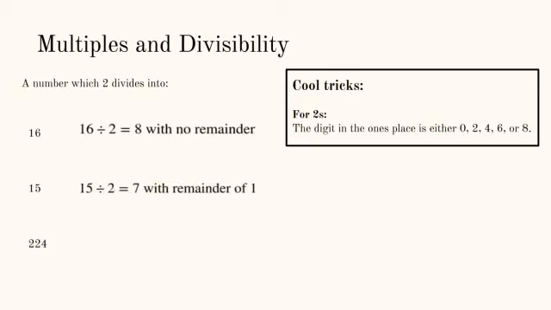So moving forward on this, if I look at 16 divided by 2 and I do that division, I find that that's 8 with no remainder. That means that 16 is divisible by 2. The number 15 has a remainder of 1 because 15 divided by 2 is 7 with a remainder of 1. 15 is not divisible by 2.